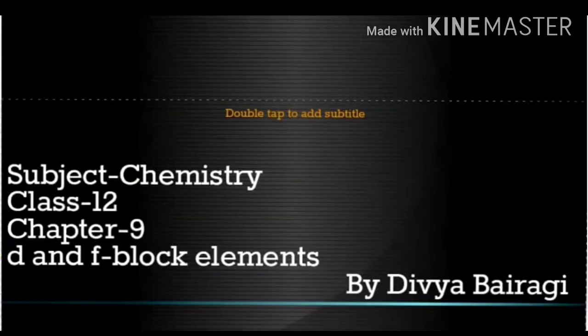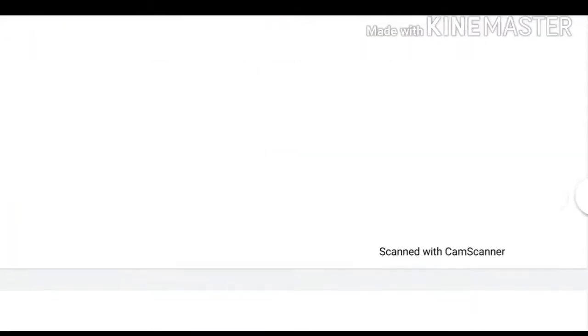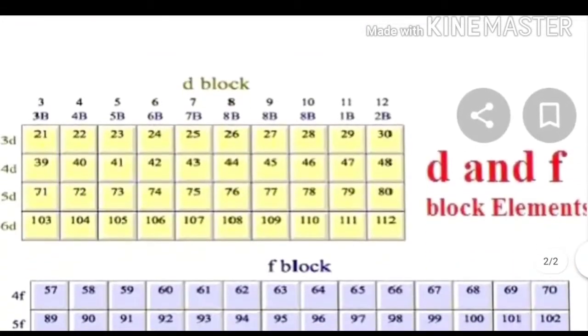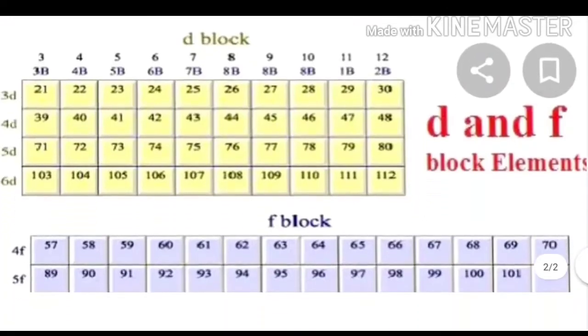So students, today we'll talk about chapter 9 of chemistry, that is D block and F block elements. Okay, so let's start D block and F block elements. So students, D block elements are called transition elements. Okay, and F block elements are called inner transition elements.